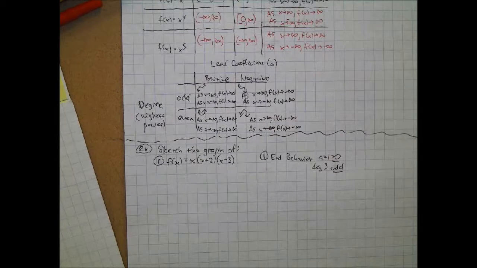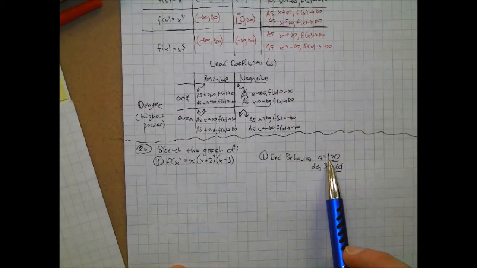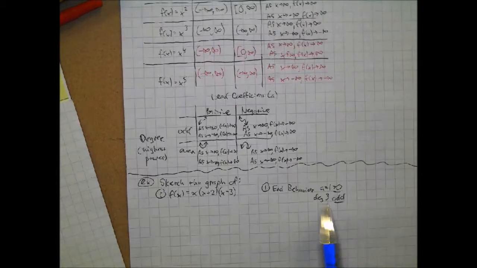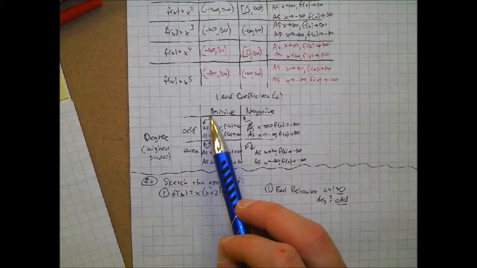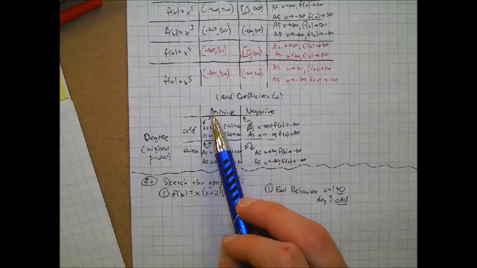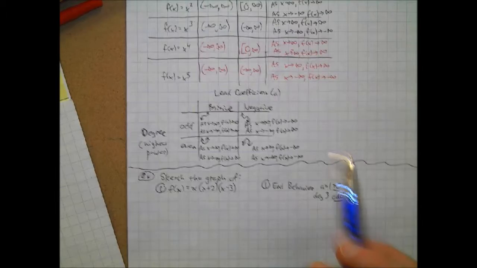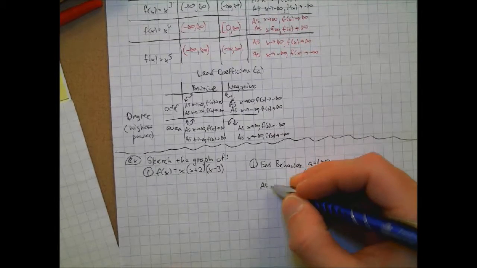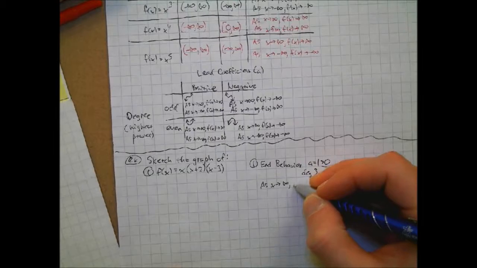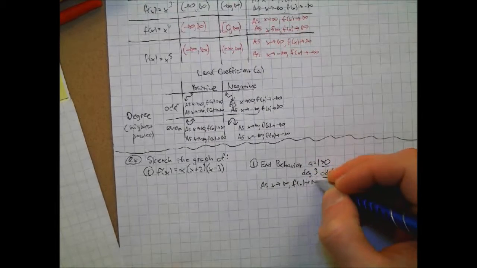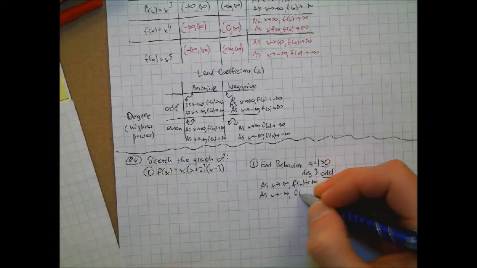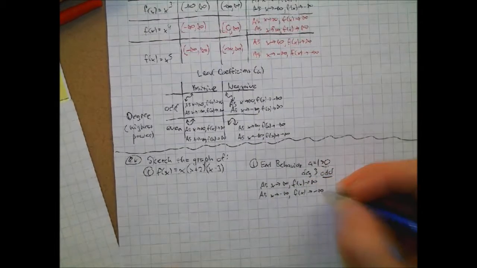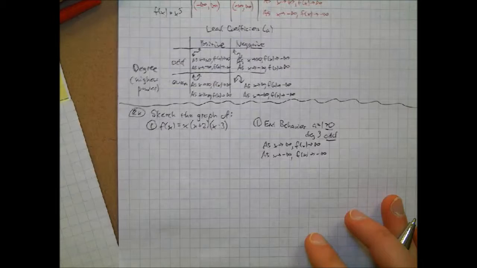So, since we have positive lead coefficient, odd degree, it's going to look like this with our end behavior. As we go to the right, we're going to go to infinity. As we go to the left, we're going to go to negative infinity. So I'm just going to write that out here. As x goes to infinity, f of x will go to infinity. As x goes to negative infinity, f of x will go to negative infinity. Okay, perfect.